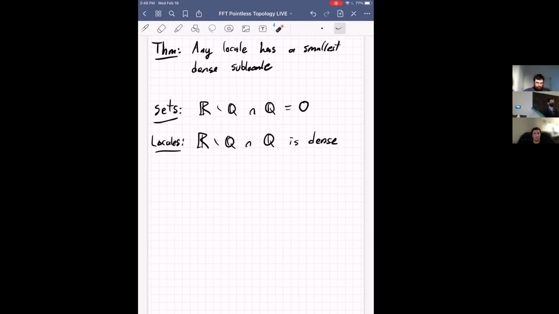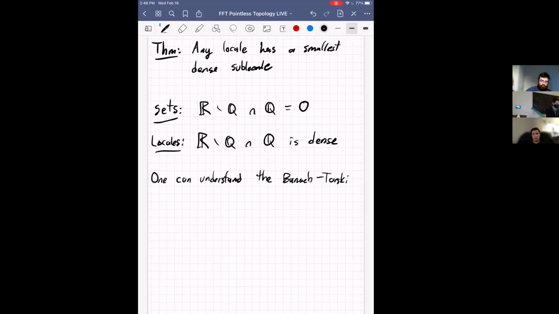And so, the last thing I'm going to say is that one can understand the Banach-Tarski paradox. I'll be very brief about this. The Banach-Tarski paradox says that you can take finitely many pieces of one ball, disassemble them and reassemble them into two balls, and those pieces are going to be using non-measurable sets. But these sets are disjoint.